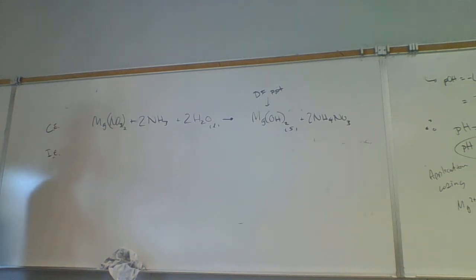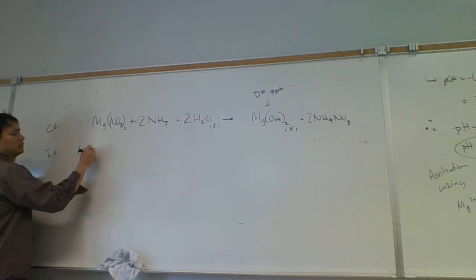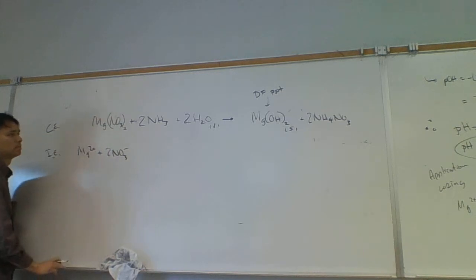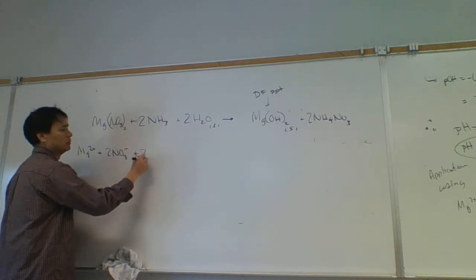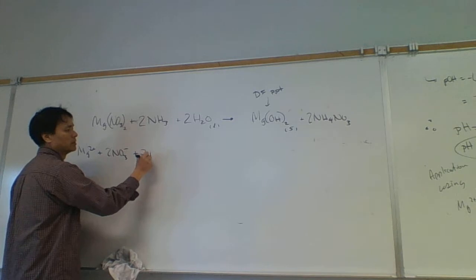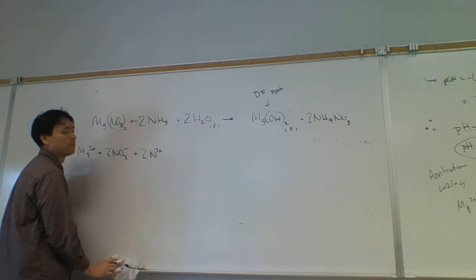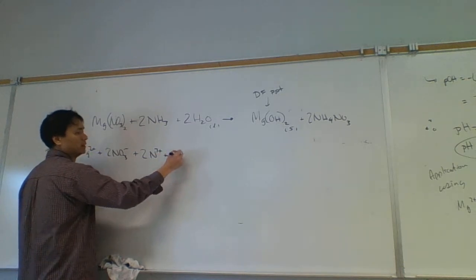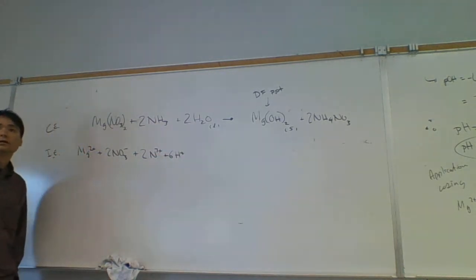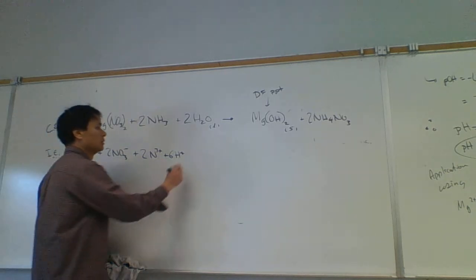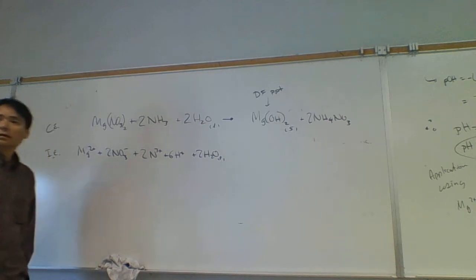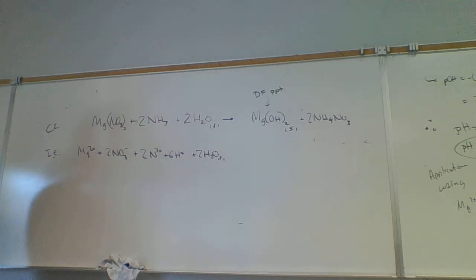What did you have for your IE? Mg2+, 2 nitrates, okay. Plus 2 nitrogen 3+, plus 6 hydrogen ions, like this. Plus 2 water. Is that what you got, Shima, or you got something different? What did you get?